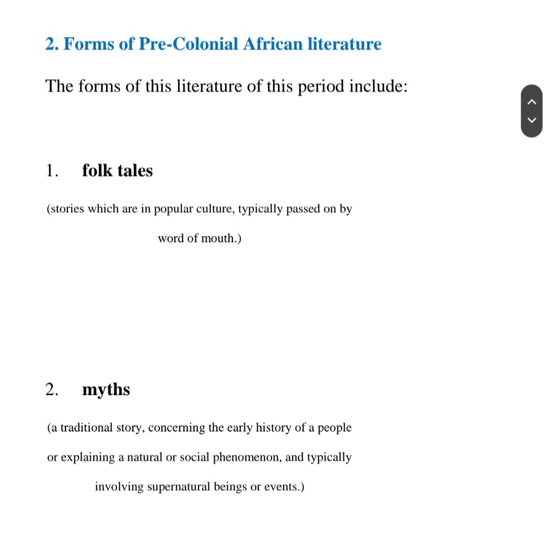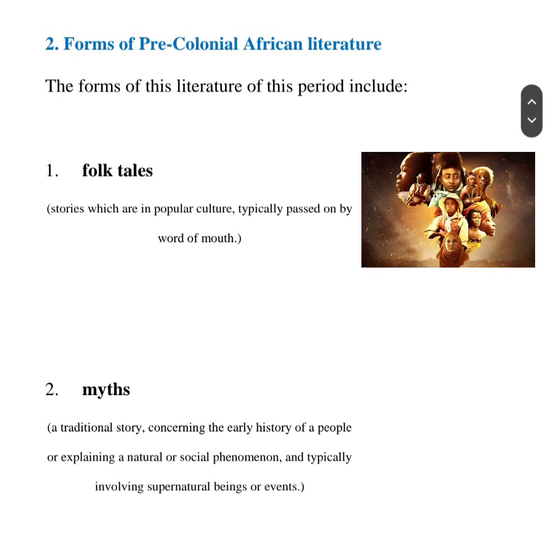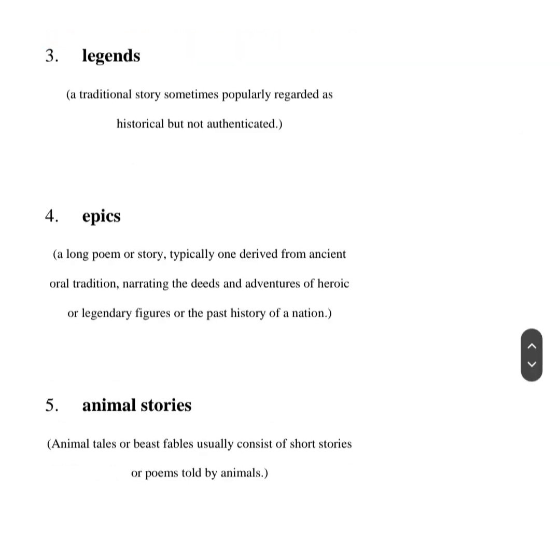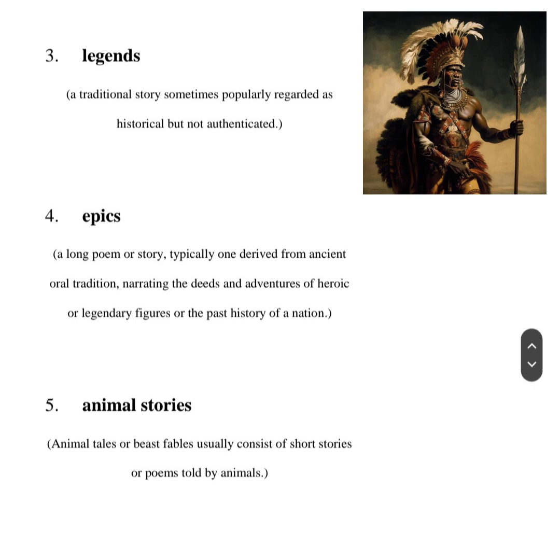The forms and types of the literature of this period include 1. Folk tales. Folk tales are stories which are in popular culture, typically passed on by word of mouth. 2. Myth or mythology. Myth is a traditional story concerning the early history of a people, or explaining a natural or social phenomenon, and typically involving supernatural beings or events. 3. Legends. Legends are traditional stories, sometimes popularly regarded as historical but not authenticated.